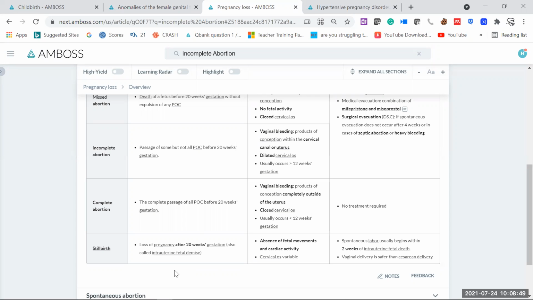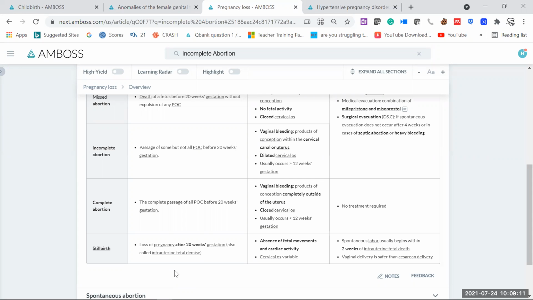So once the baby is like 30 weeks or maybe a term baby, but it should be more than 20 weeks, and fetal demise is there inside the body of the mother, we can say it's a stillbirth. Absence of fetal movement and cardiac activity, of course. The cervical os is variable, sometimes it's open on palpation, maybe the baby is 24 weeks and 28 weeks and the cervix is open, and sometimes the cervix is closed.